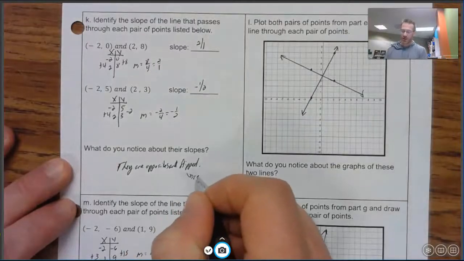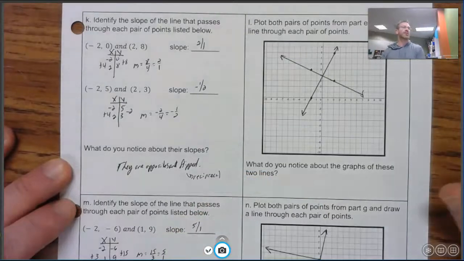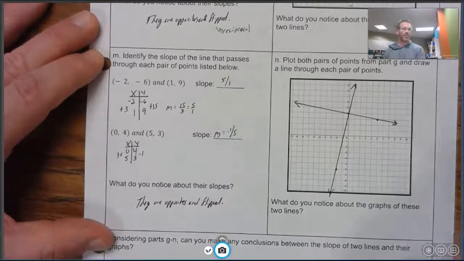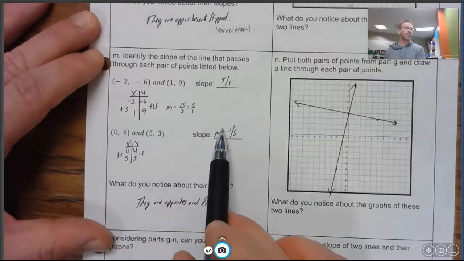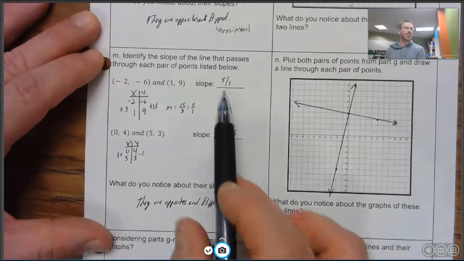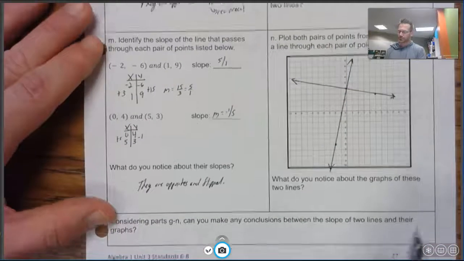And once again, I'm just going to try to move you to a little bit more of the formal language. They're reciprocals of each other. And finally, you see the same thing again here. And once again, this is why we want to reduce. 15 to 3 doesn't look like the reciprocal of 1 to 5, but if I reduce it, then it does. So we get this opposite and reciprocal relationship again. And once again, we get this intersection here.